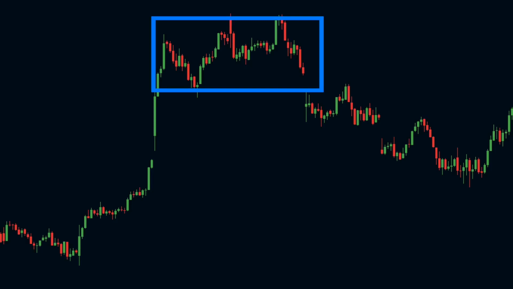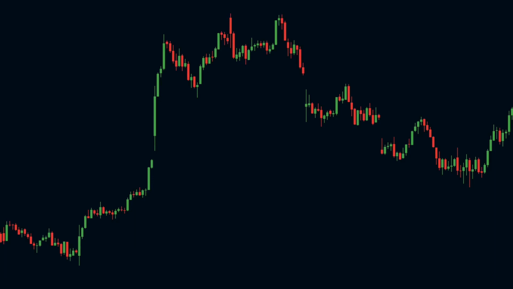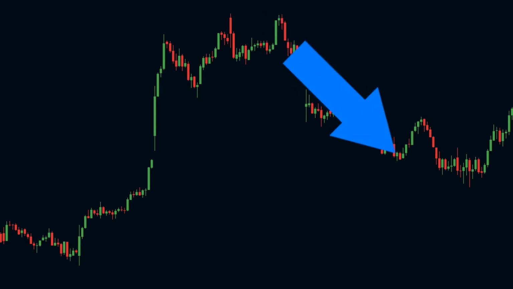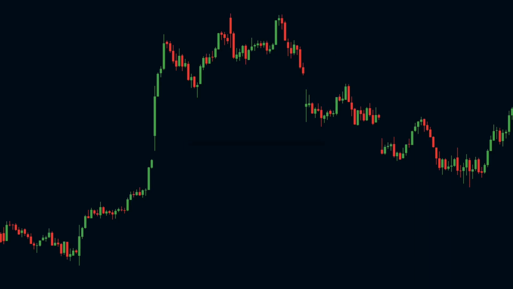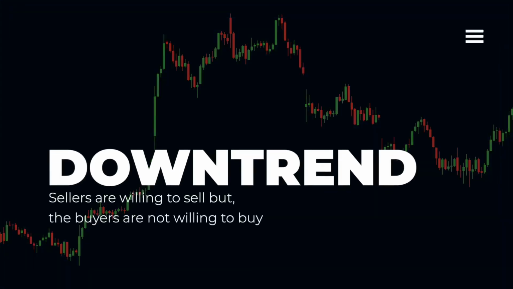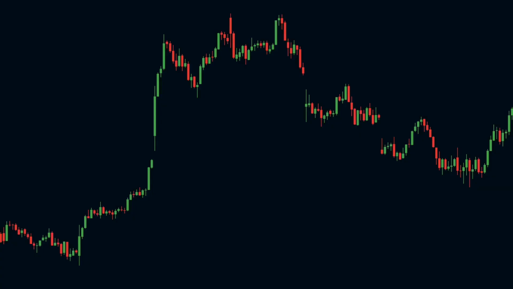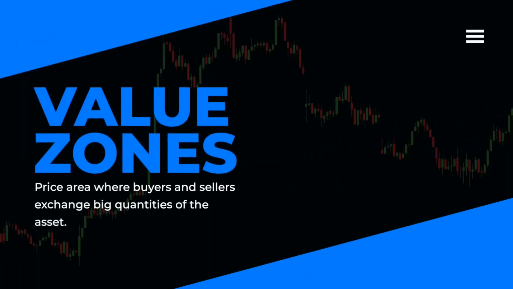We will learn how to use them very shortly, but for now, let's continue through the chart. Soon enough, we see that after a certain point, the buyers no longer see the current price as fair value. Therefore, they do not buy when the price reaches the lower boundary. As a result, the sellers push the price downwards to attract new buyers. Remember, in a downtrend, the sellers are willing to sell, but the buyers are not willing to buy. Therefore, the prices go down. Now that we have understood the price action, let's bring our focus on the concept of value zones. Value zones are nothing but a price area where buyers and sellers exchange a big quantity of the asset.